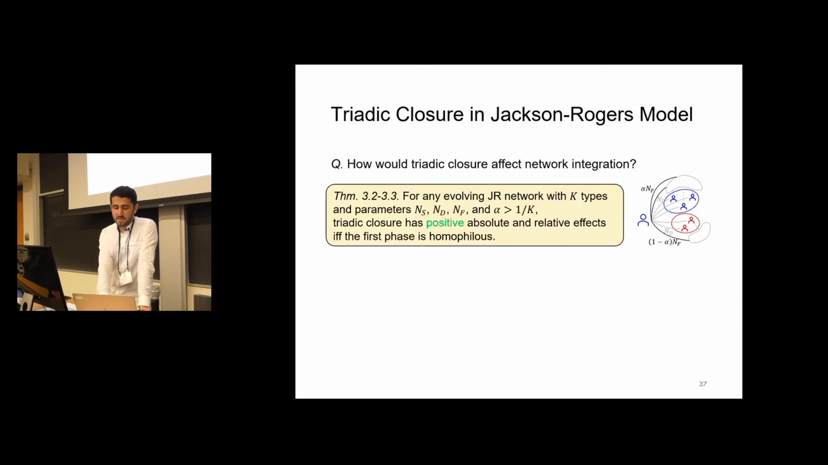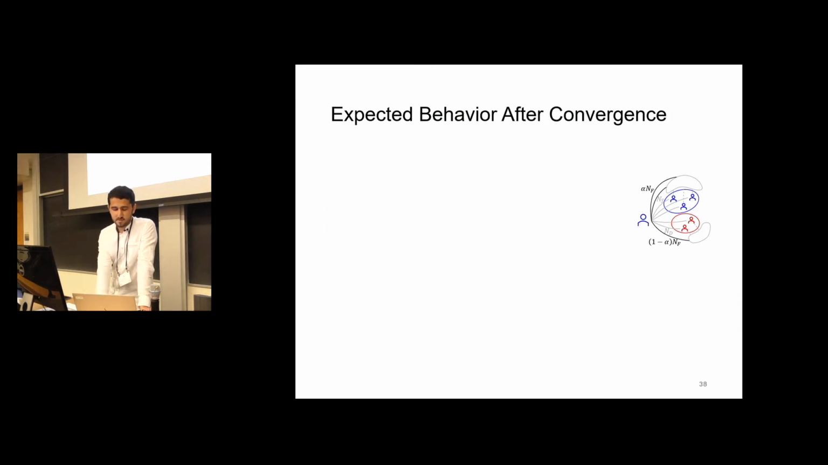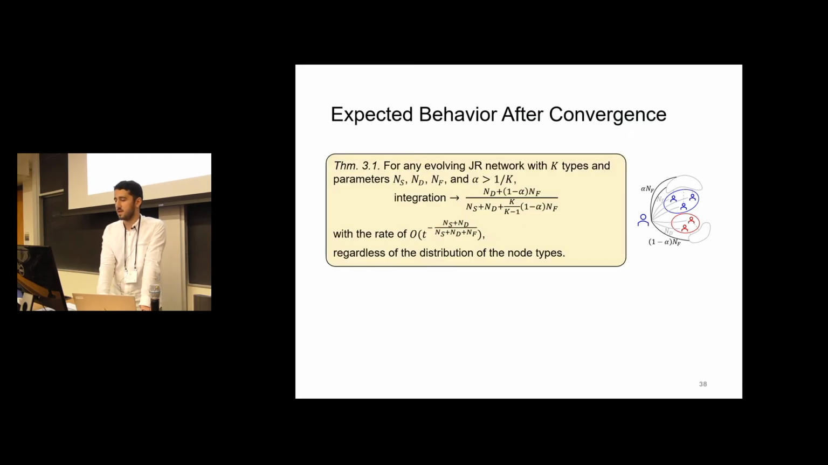To obtain this result, we introduced another theorem which studies the expected behavior of the network after convergence. Here, we propose that the integration of the networks goes to this quantity with this rate, interestingly, regardless of the distribution of the node types. And to prove this theorem, we require some mean-field approximation.